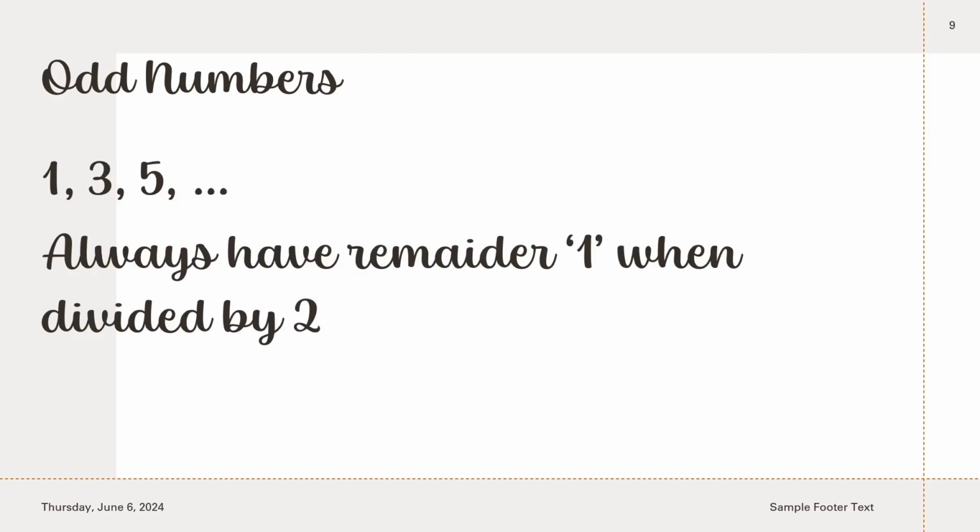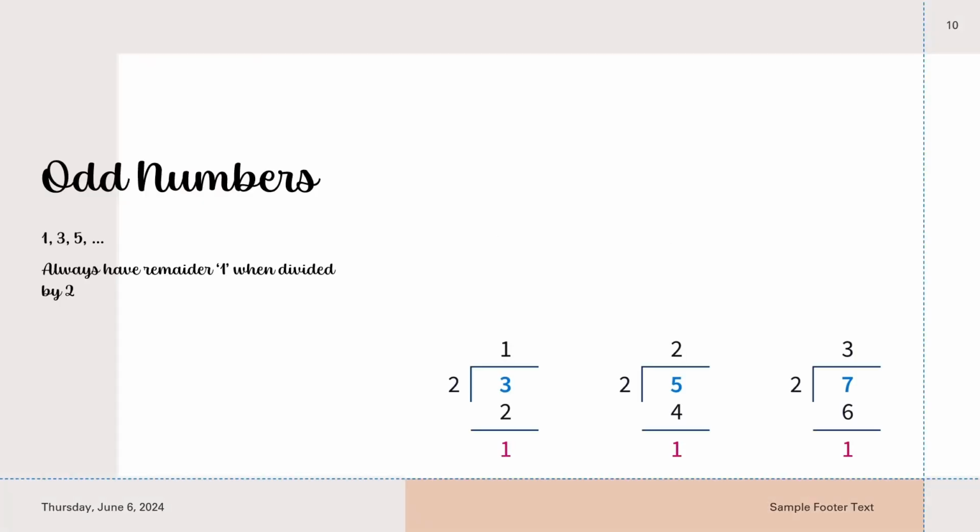If you divide an odd number by 2, you will always have a remainder of 1. If you have 5 apples, you cannot split them into 2 equal whole groups without having 1 left over.